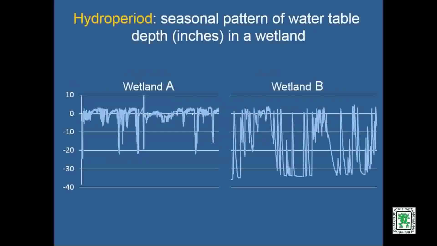So a hydroperiod is the seasonal pattern of water table depth in a wetland. And here we have two hydroperiods, wetland A and wetland B. In wetland A, you can see that the water table stays within 6 inches of the soil surface for most of the year. In wetland B, we have a very dynamic water table, a lot of fluctuations. The water table is dropping and rising to a considerable extent.